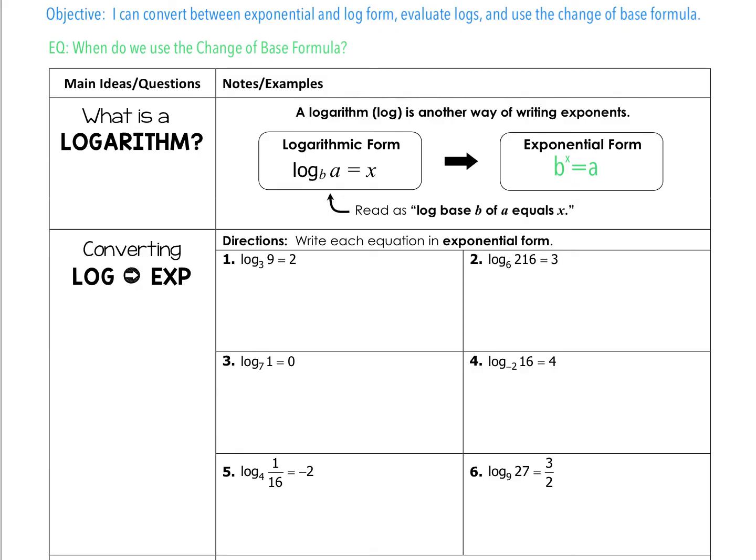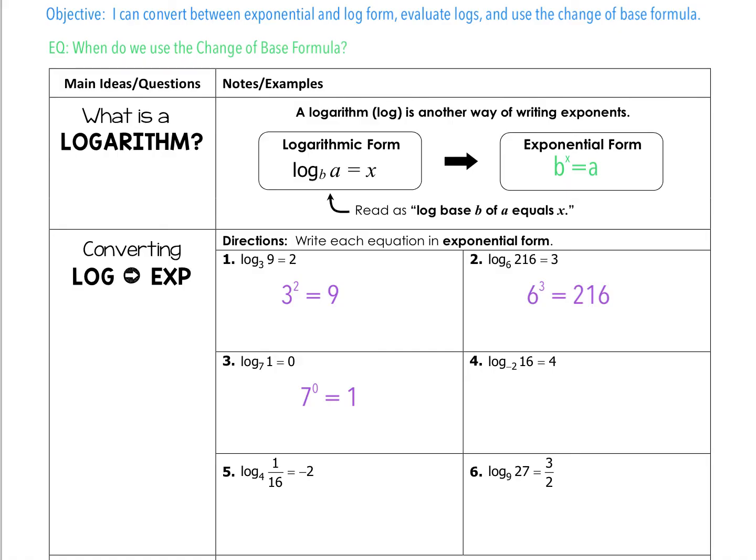So let's go ahead and write that out. And when I think about it, 3 to the second is 9. So I did that correctly. Go ahead and pause the video, and I'd like you to try number 2 and number 3 on your own. Hopefully with those you were able to come up with 6 to the third equals 216, which, if I multiply 6 times 6 is 36, times another 6 would be 216, so that makes sense. And then 7 to the 0 equals 1, and remember from Algebra 1 that anything to the 0 power is 1.